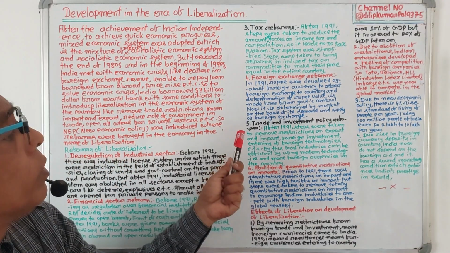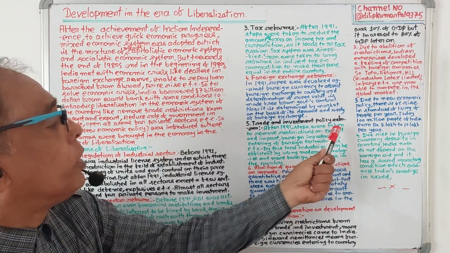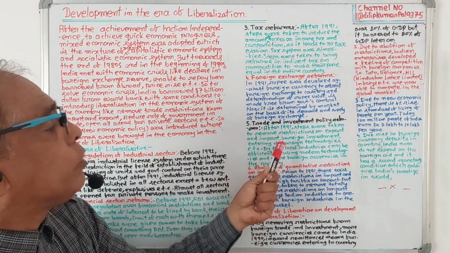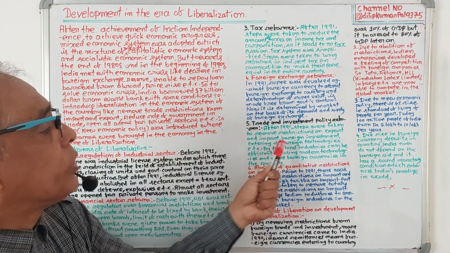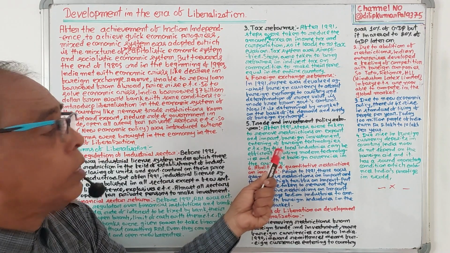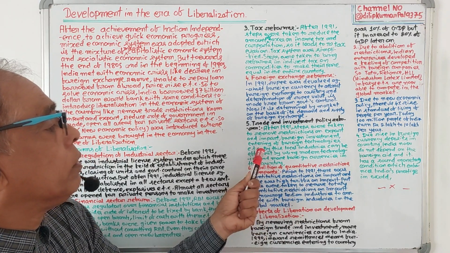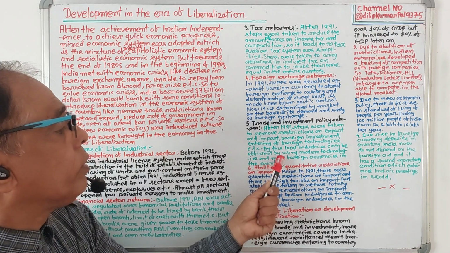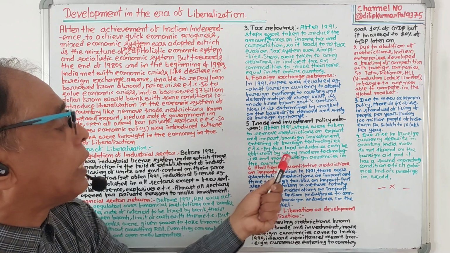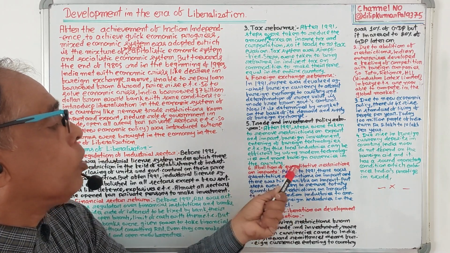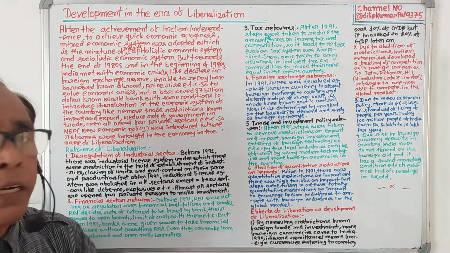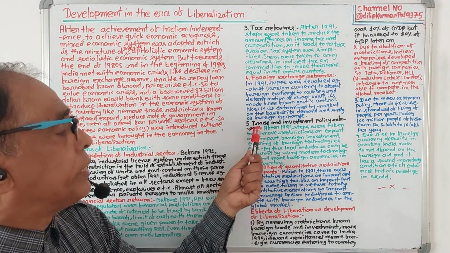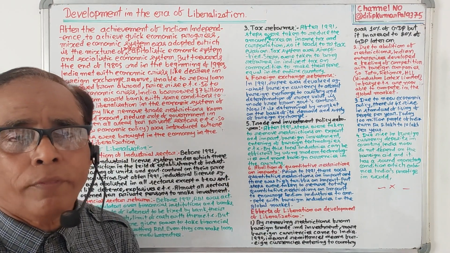Now number 5, trade and investment policy reform. After 1991, steps were taken to remove restrictions on import and export, on foreign investment, and on the entering of foreign technologies. By this, local industries can become efficient by using modern technologies and more foreign currency will be in the country. Another reform was made in the field of trade and investment.